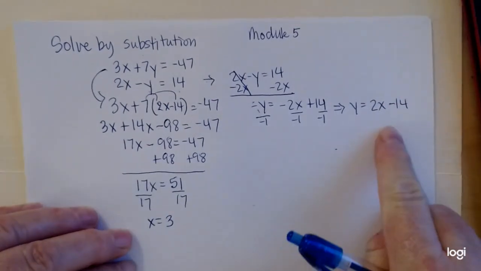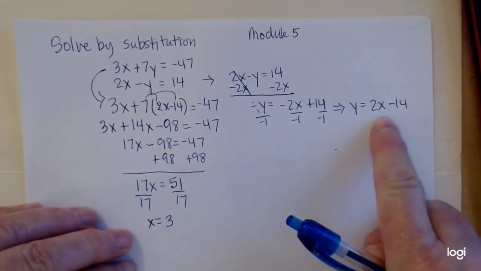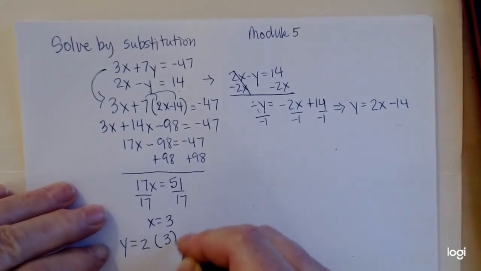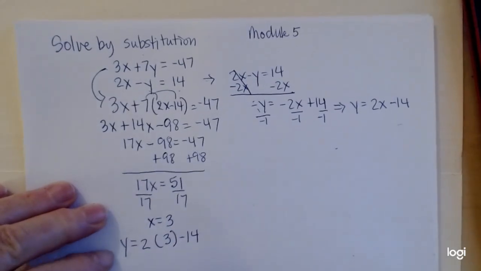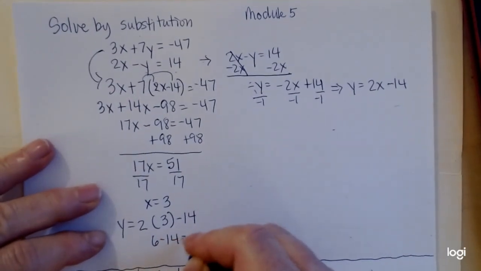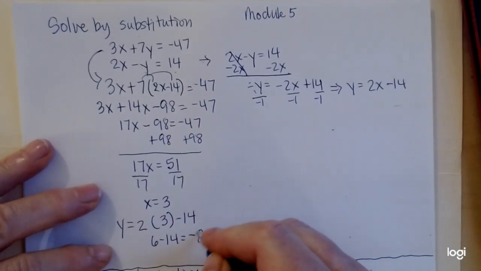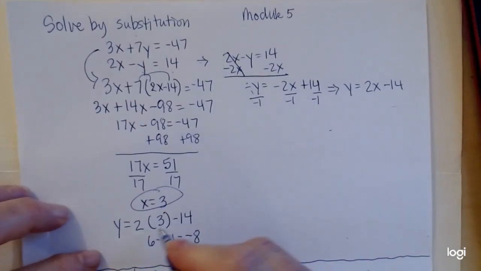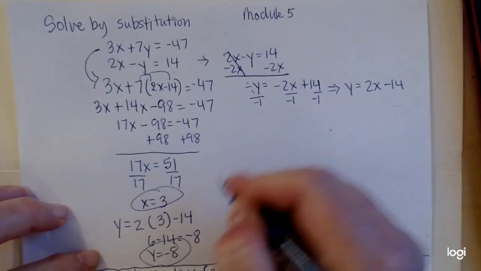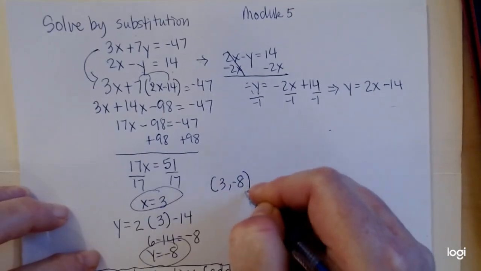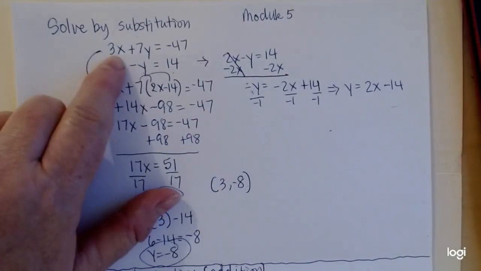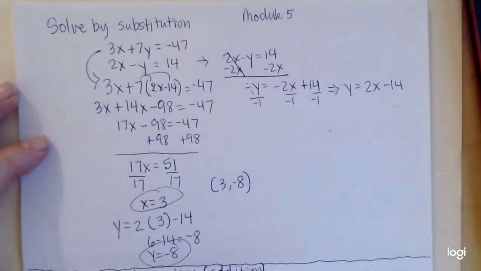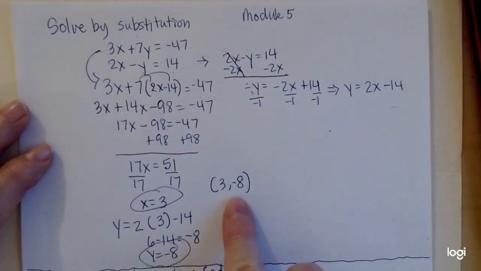But I also know that y is equal to 2x minus 14, and I know x now, so y is equal to 2 times 3 minus 14, and 2 times 3 is 6, minus 14 is -8. So the solution here, I know that x is 3 and y is -8, so the solution is 3, -8. And I can verify that by plugging the 3 and the -8 into both of these equations, and I'll find that that satisfies both of those equations. So we know this is the solution.